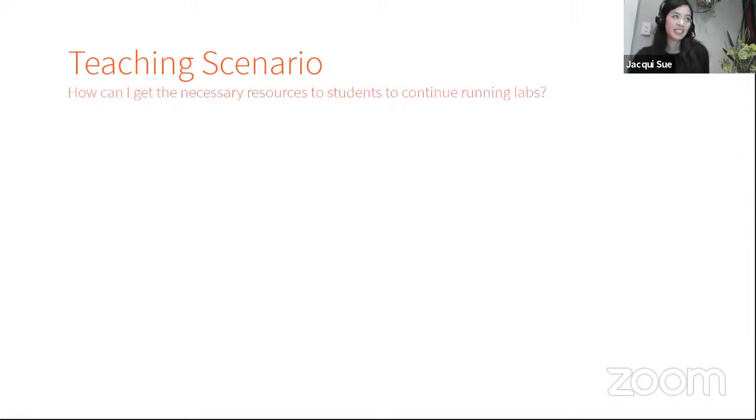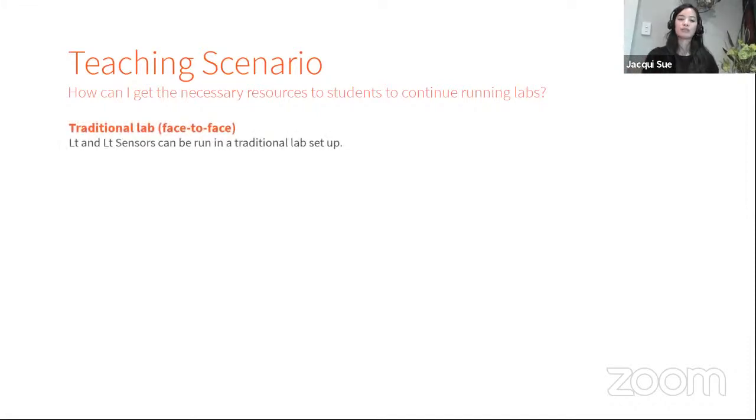Right, so if we go back to that teaching scenario before, you've been shut down 2 weeks into semester once your curriculum's already set out. Your initial problem is how do you get the necessary resources to students so that you can continue running those labs? Let's say you've got LT and you've got LT sensors. You can run this in a traditional lab setup. If you were to do that, then the LT sensors would just be in front of the students in the lab space, and they'd just use it as they would normally.